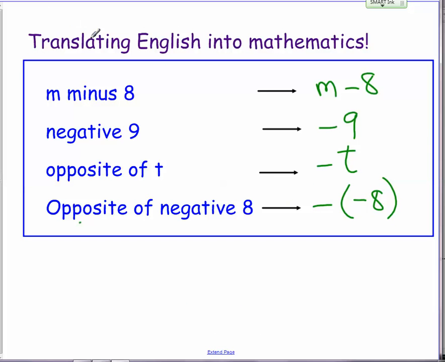We practiced translating English into mathematics. So this word looks like this symbol. Negative 9 looks like this. The opposite of t is negative t. Same thing. This is the opposite of 9. And the opposite of a negative 8 looks like this. We just put in brackets so we don't have negative 8. But without the brackets, it's the same thing.